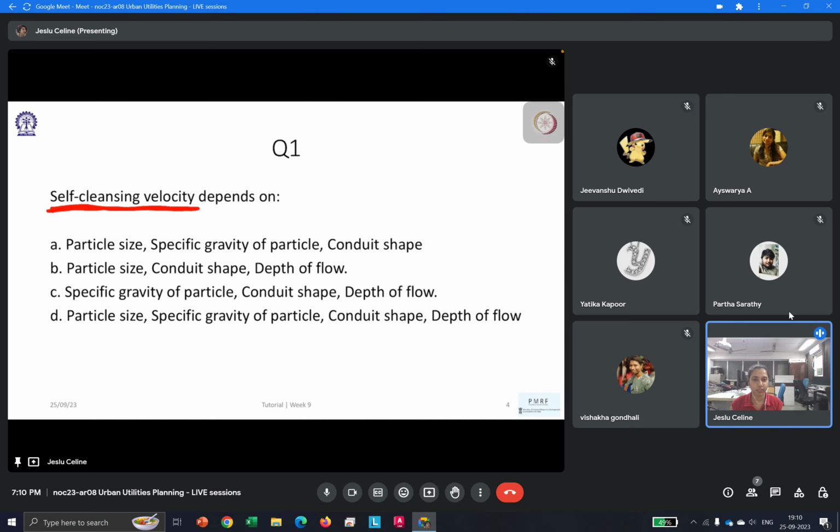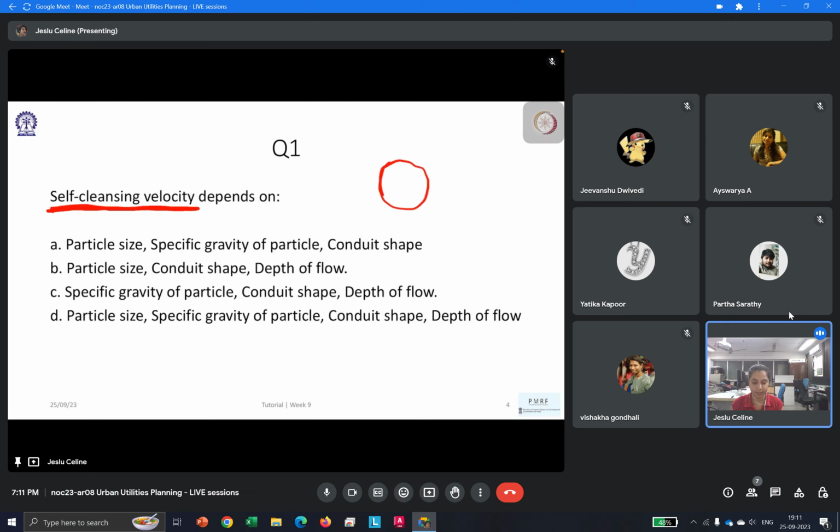I think it is the velocity at which there will be no deposition or accumulation. The velocity which helps, so that is self-cleansing velocity. Okay, yeah, very good. That's the answer. So, it's the velocity with which we design a sewer.